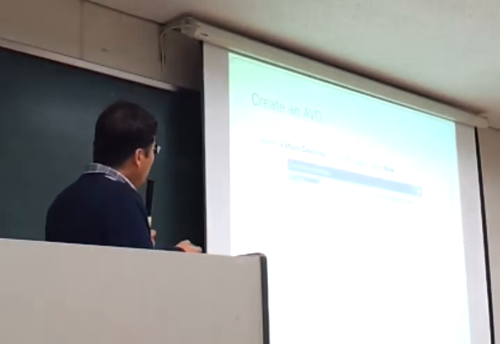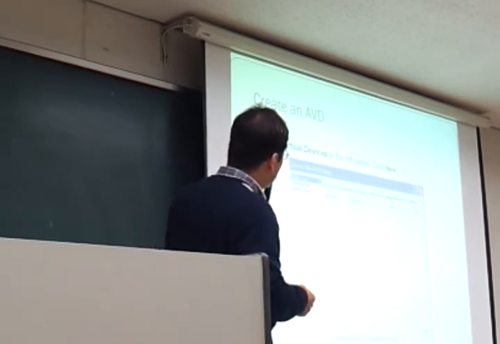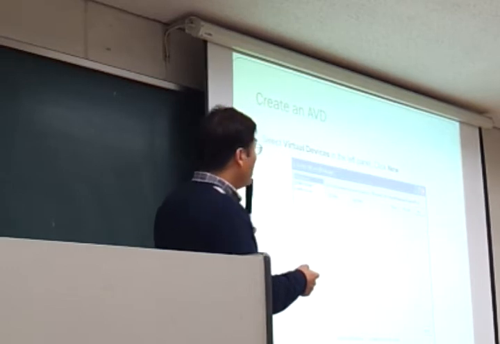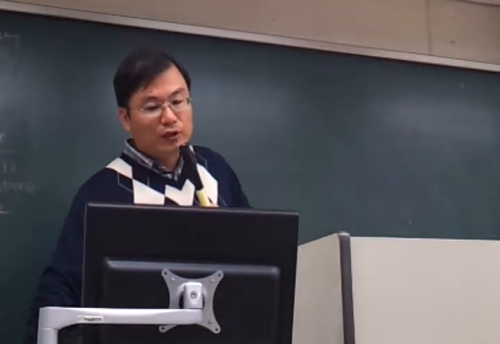And inside here, you can see that there's a virtual devices menu. Here's going to be the AVD name, target name, platform, API level, and so on. So you want to click New, and you can create your own emulator.